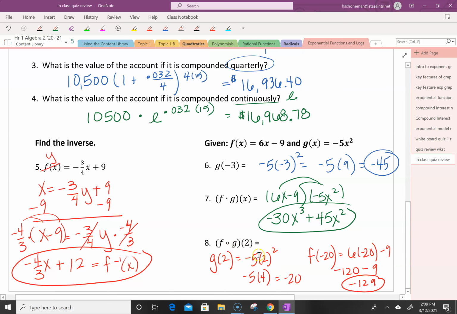Finally, on number 8, this was the composite function, and you've got to work from right to left. So first I found g of 2, and that gave me -20, and then whatever that answer is, I was going to plug it into f, and then that gave me the -129.